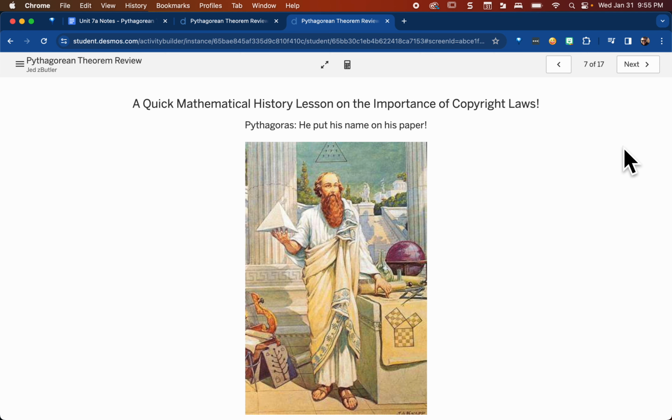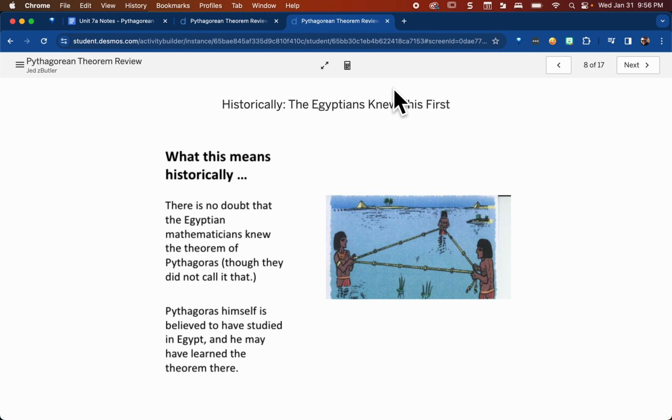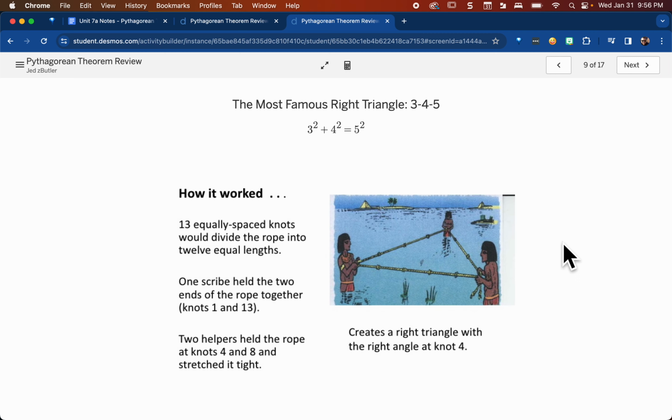Let's take a quick commercial break to talk about why we call it the Pythagorean theorem. We don't call it the Pythagorean theorem because Pythagoras discovered it, but instead he just kind of put his name on it. What really happened historically is that Egyptian mathematicians were earlier to it. They knew of the theorem, though that's not what they called it. Pythagoras himself, the Greek mathematician, is believed to have studied in Egypt, so he learned it from them, and then he probably just labeled it with his name.